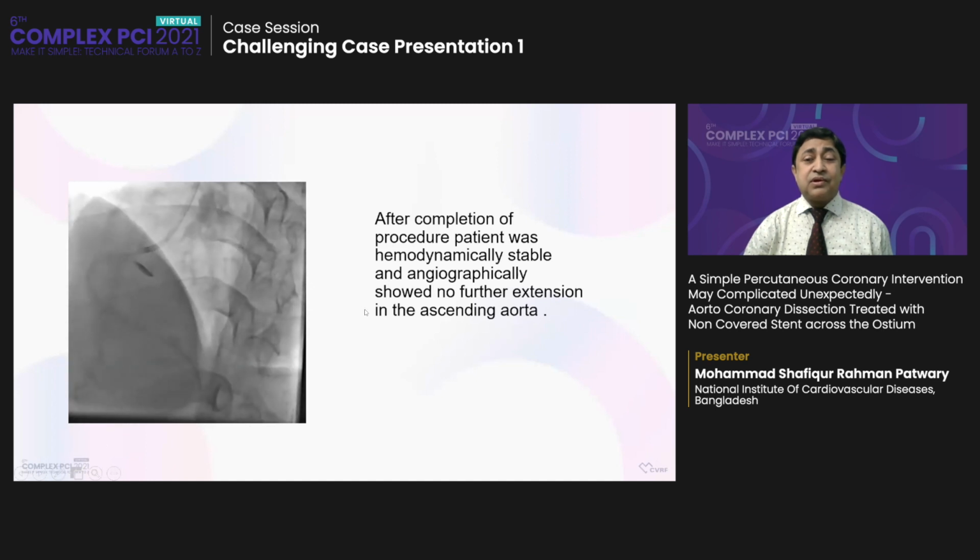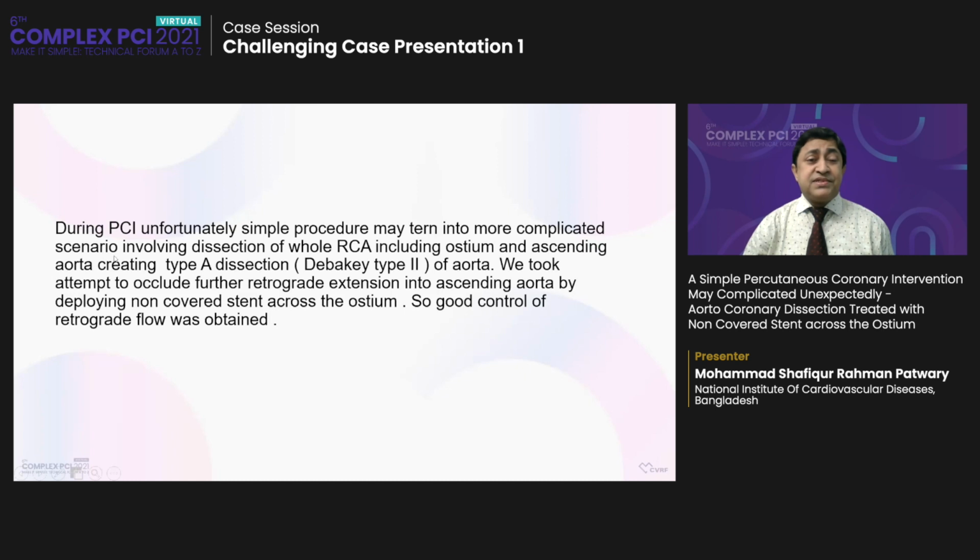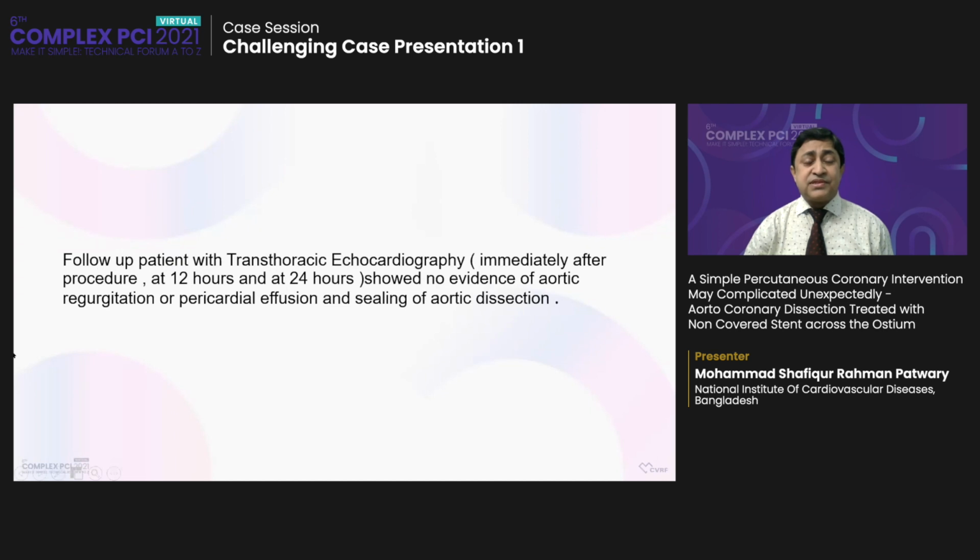After completion of the procedure, the patient was hemodynamically stable, and the angiography showed no further extension into the ascending aorta. During PCI, unfortunately, a simple procedure may turn into a more complicated scenario involving dissection of the whole RCA, including the ostium and ascending aorta, creating a type A dissection of the aorta. We attempted to prevent further retrograde extension to the ascending aorta by deploying a non-covered stent across the ostium, so good control of the retrograde flow was obtained. We followed up the patient with transthoracic echocardiography, which showed no evidence of aortic regurgitation or pericardial effusion.